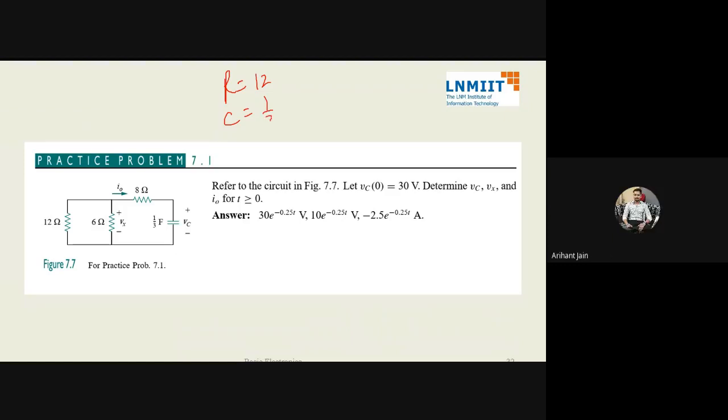For the capacitor, C is 1 by 3. So RC equals 12 into 1 by 3, that means 4. Then VC at any time t is V naught e to the power minus t upon 4, where V naught is 30. That means 30 e raised to power minus 0.25 t. Is this okay to everyone?